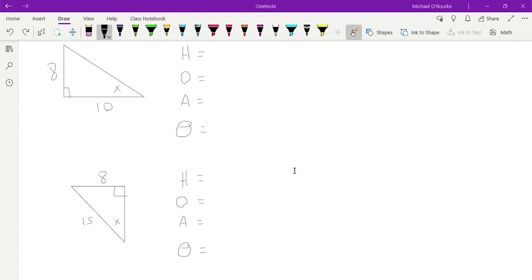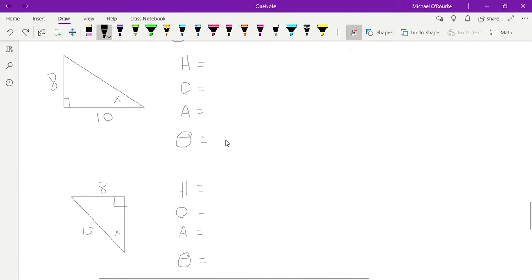Okay. So have this sheet ready to go. Okay? Here we go. First things first. Can I erase my board, Mister, or no? No, keep it. Because you're going to keep just using HOA. Let's label this triangle here. Okay?